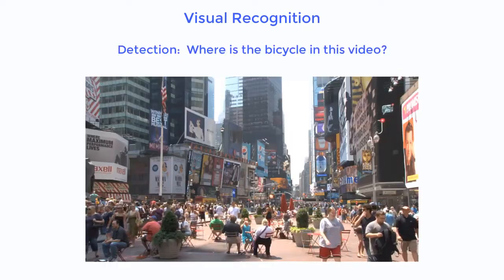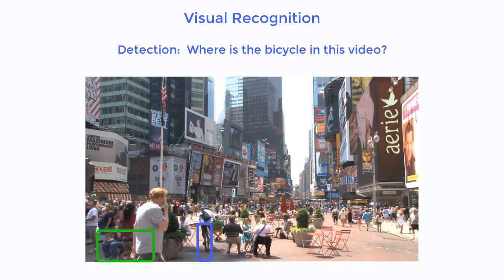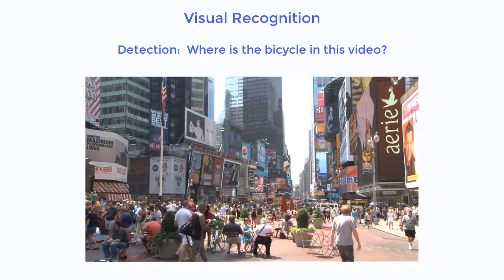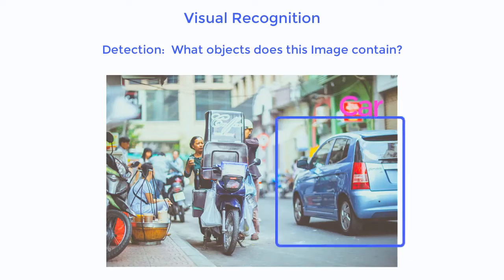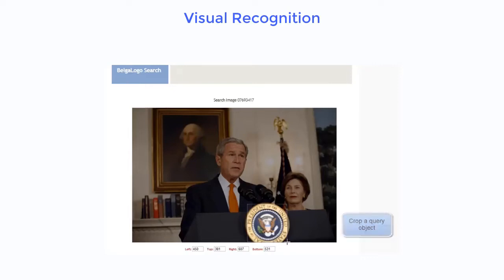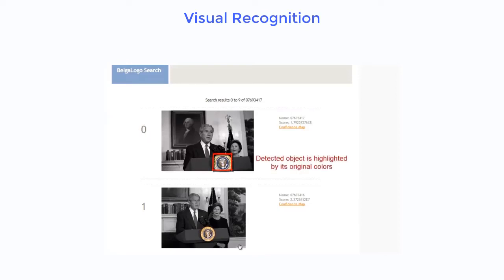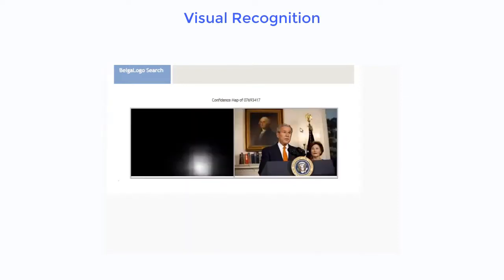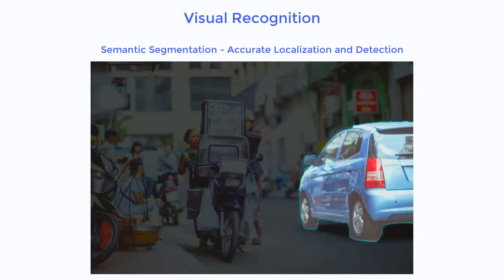A slightly more complex task would be detection, because it has to answer the question of where. Where is the bicycle in this video? In general, rectangular bounding boxes are used to display the detection results. Now, we can go a little further and ask what objects are present in a given image. This requires that we have a repository of the objects that we want to search in an image. A very straightforward application of this would be visual search. We can search the images in a repository by using a query image and ranking them according to the similarity score.